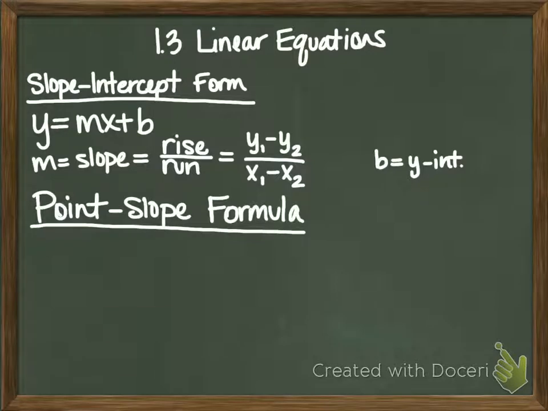Okay, the next formula is the point-slope formula. If you're given a point and a slope, you can plug into this formula and find the equation of the line. So y minus y1 equals m times x minus x1. The only thing you're going to plug into this formula is the m and the x1, y1. The y and the x that are plain stay as they are. Those are just variables in the equation.